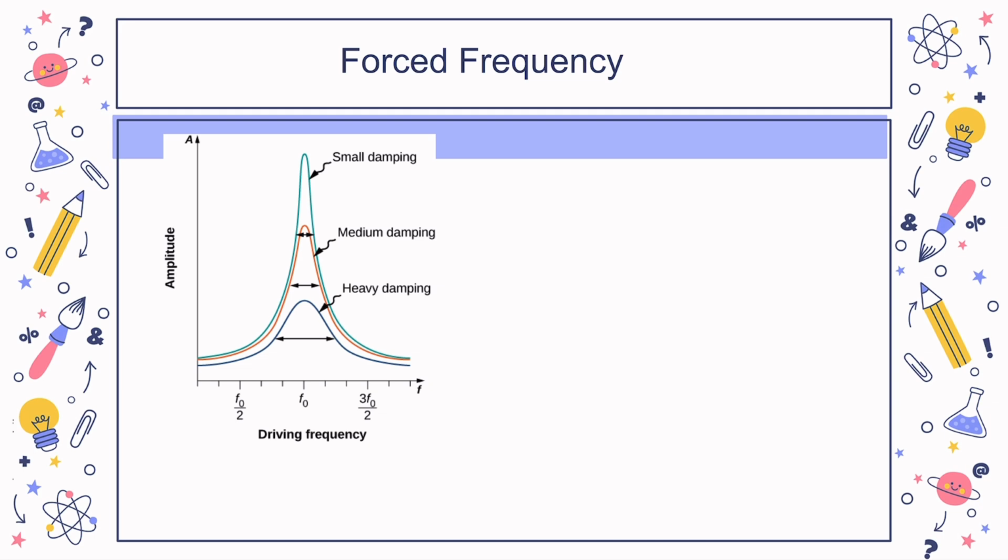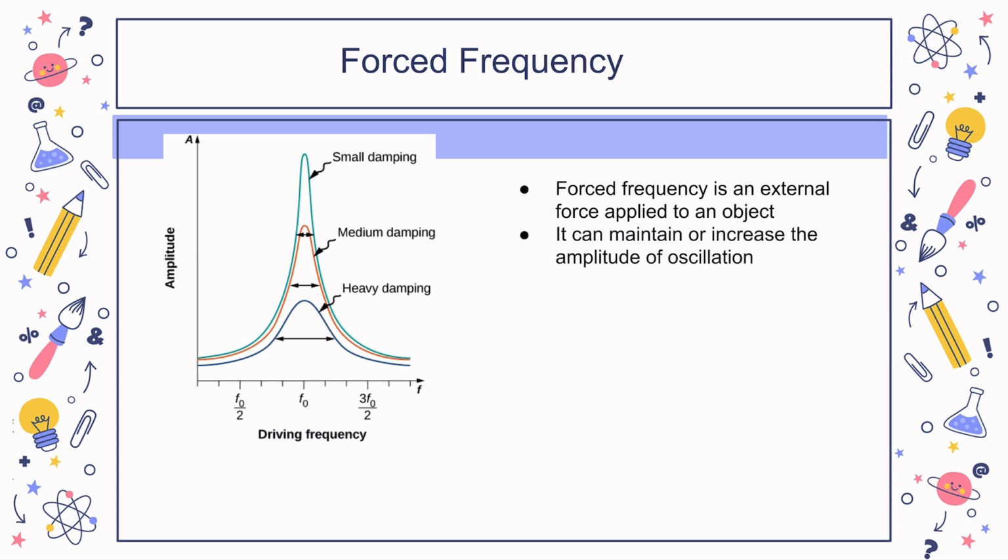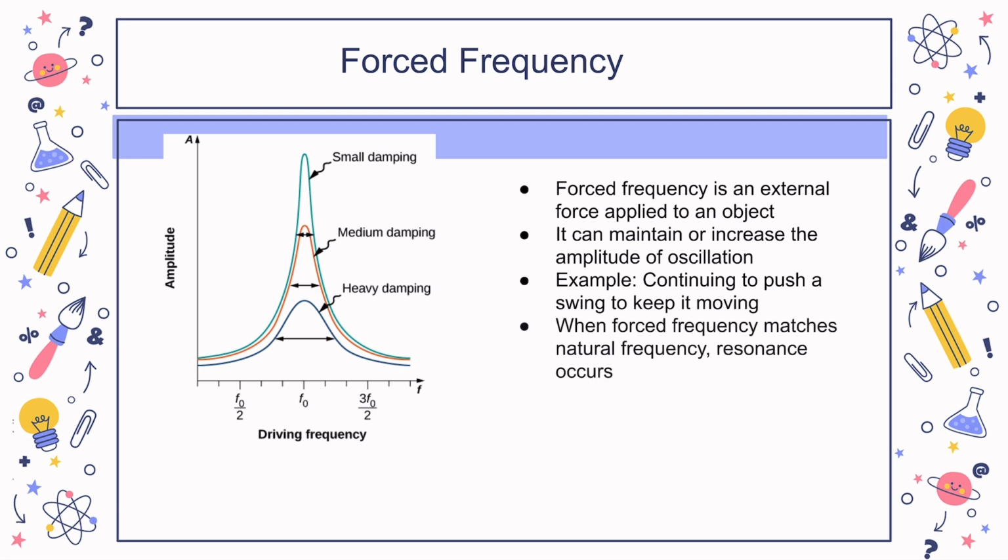Now, one of the key players in resonance is something called the forced frequency, and it's as key as the natural frequency is. Forced frequency is an external force that is applied to an object, and it can maintain or increase the amplitude of oscillation, meaning the degree to which it goes back and forth. When forced frequency matches the natural frequency, resonance occurs, which is that sudden spike in amplitude.